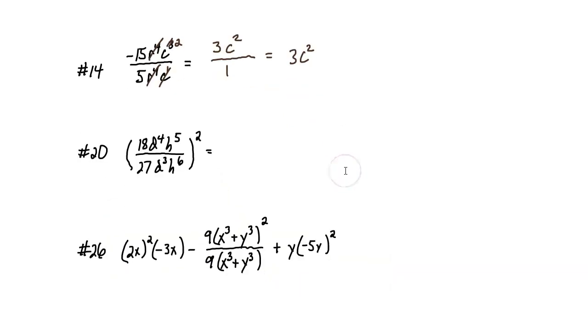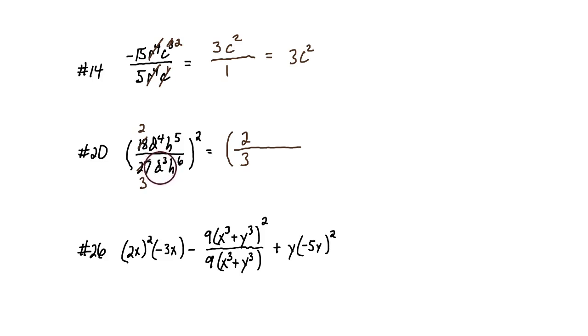Number 20, we have division again, but we also have a power on the outside. Let's do the division inside the grouping symbol to make this as nice as we can, and then raise to the power. Start with the numerical numbers, the 18 and the 27. They both divide by 9. 18 divided by 9 is 2, and 27 divided by 9 is 3. So 18 over 27 reduces to 2 over 3.